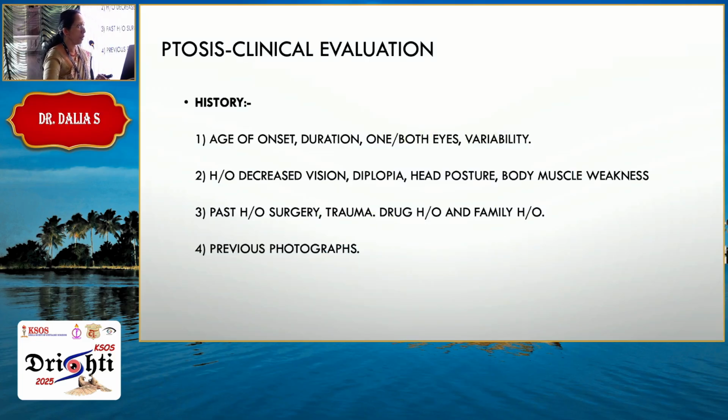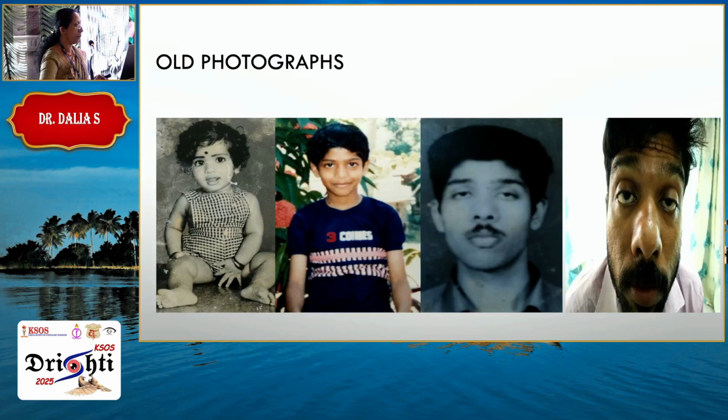A clinical evaluation of ptosis should start from the history, as for any other case: the age of onset, duration, whether it is present in one or both eyes, whether there is any variability, decreased vision, diplopia, any abnormal head posture, history of any body muscle weakness, history of surgery or trauma. If the patient is not giving a proper history of when it first occurred, you can go through the previous photographs, which will help you, as in this case, to know the approximate time of onset and whether it is progressive or not.